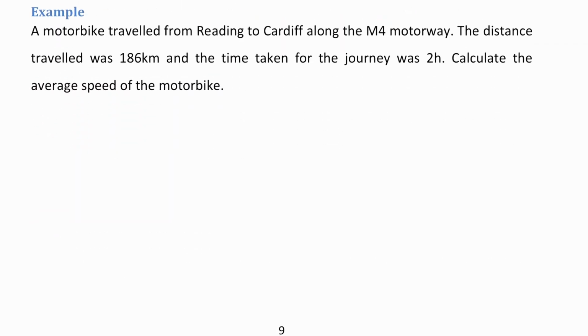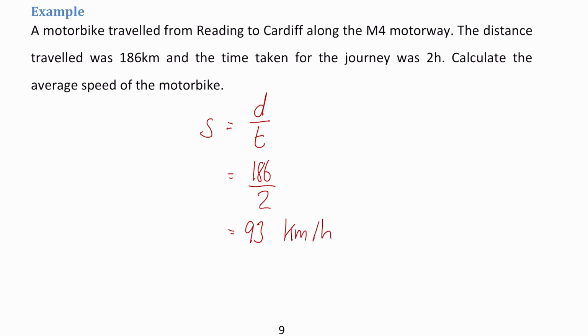So here's an example. A motorbike travelling along the motorway, distance is 186 kilometres, 2 hours, calculate the average speed, same formula. Speed equals distance over time. 186 over 2 is 93, but this time it's going to be kilometres per hour. Now you'll have some questions to do yourself.